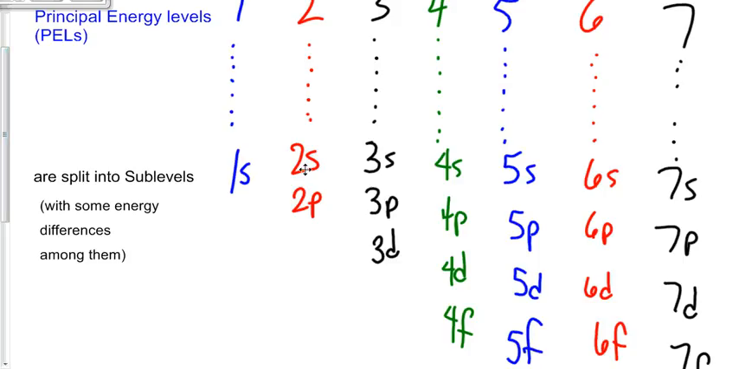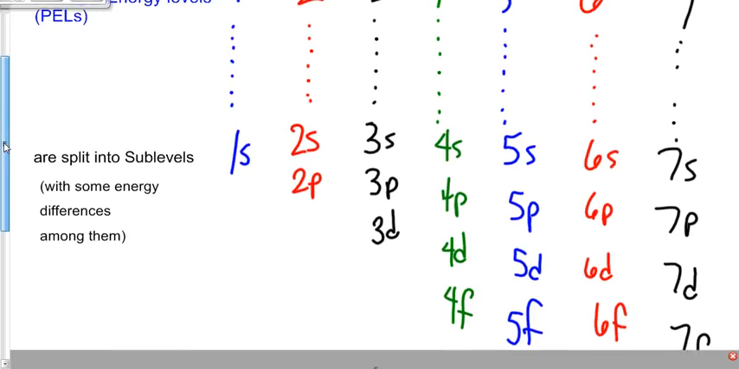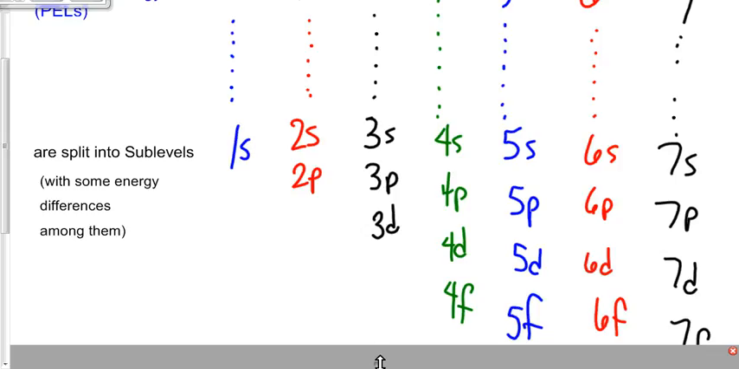I do want to point out that within level 2 there are slight energy differences between 2s and 2p. Similarly for 3, 4, 5, 6, and 7, all of the sublevels have slight differences in energy levels. That's how we can distinguish them.